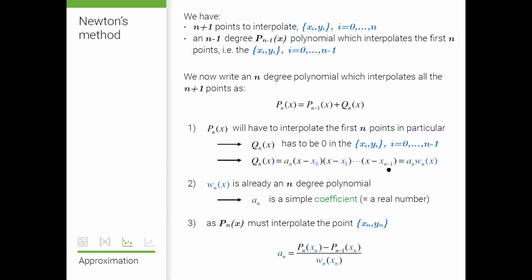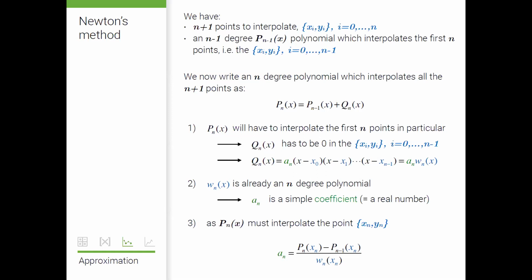So we have two cases here: 0, or in this form in general. Here Wn is already an n degree polynomial, because you can see here, beginning from x minus x0, x minus x1, up to x minus xn-1, if you multiply all of them, we get an nth degree polynomial. Here an is a simple coefficient, a real number. This is the first coefficient, an.